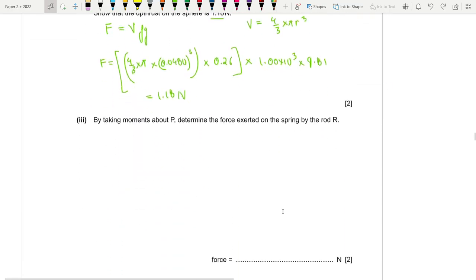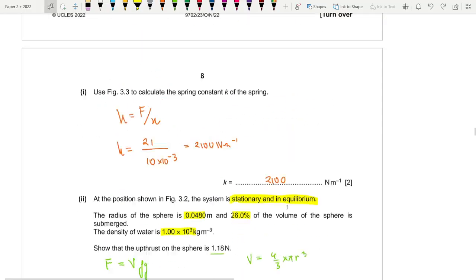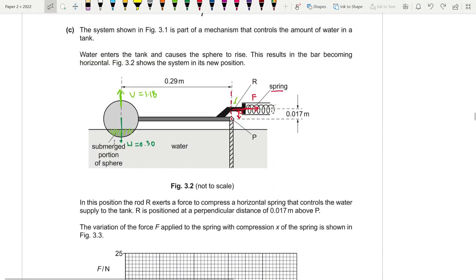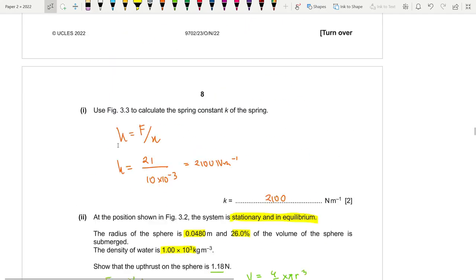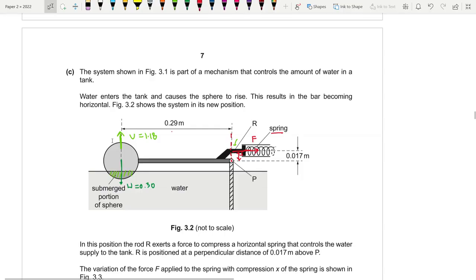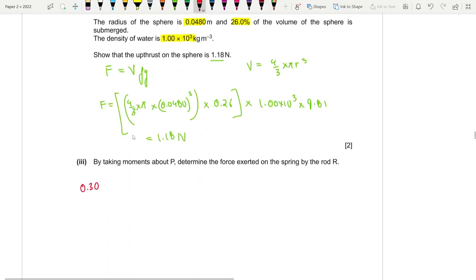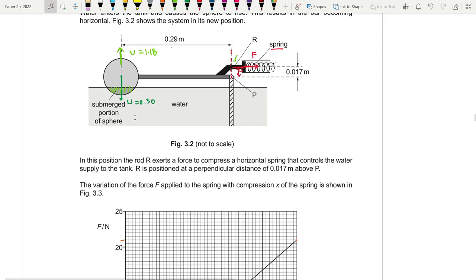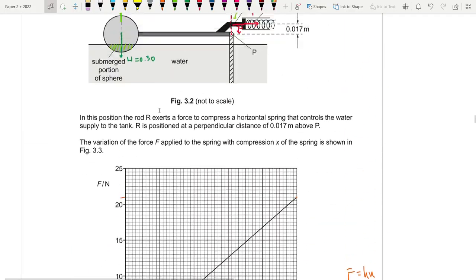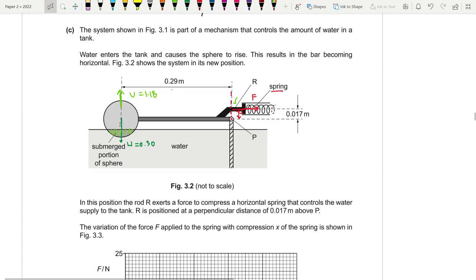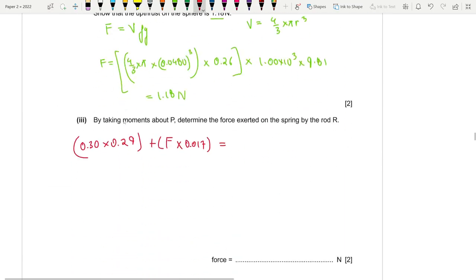So let's do that. I'm taking the anticlockwise moment, which is 0.30 times this distance over here, 0.29. And we are going to add that force F with its perpendicular distance 0.017. And this is going to balance out the clockwise moment of 1.18 times 0.29.